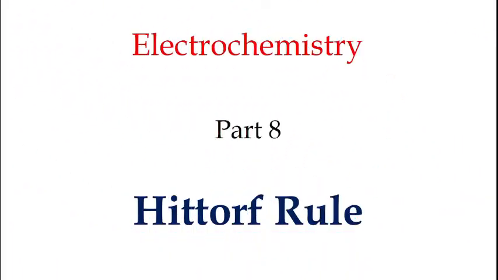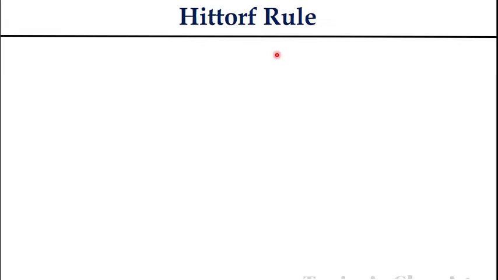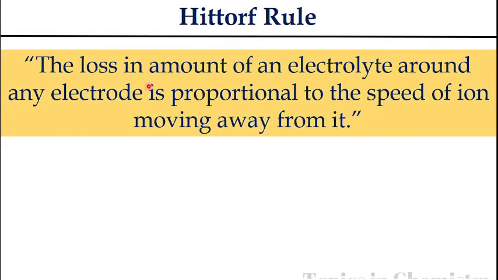Today we are going to discuss an important topic of electrochemistry, and that is the Hittorf rule. This is part 8 of our electrochemistry lectures. First we have to know what the Hittorf rule is. The loss in amount of an electrolyte around any electrode is proportional to the speed of the ion moving away from it. This is known as the Hittorf rule.